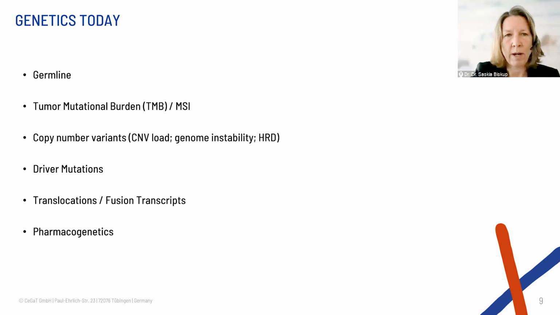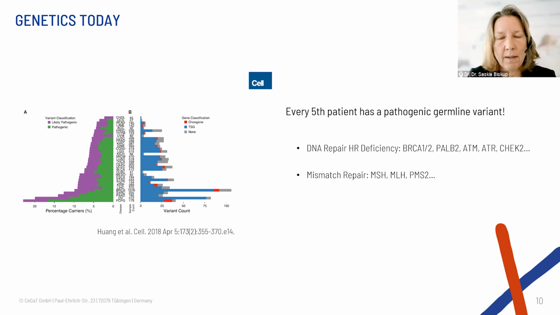The germline, why is it so important? When a patient comes to you and has the diagnosis of cancer, the majority of patients want to know where the cancer comes from. And it's really striking that in every fifth patient, and this is not restricted to a single tumor entity, this goes beyond what was published in 2018, because we now see that every fifth patient actually has a pathogenic germline variant.